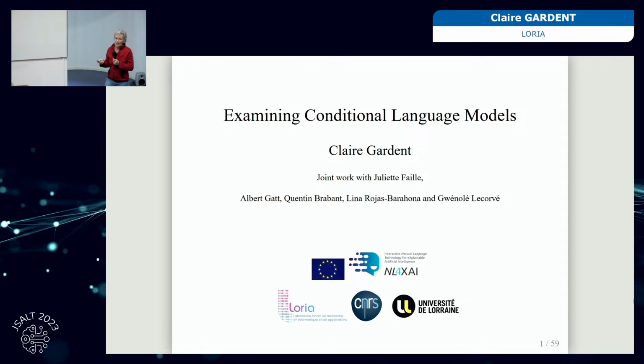This is mainly the work of Juliette Faille, who is one of my PhD students, and she's funded by an EU project, which is an ITN, an innovative training network. It's a network of PhD students for the consortium of European universities. The ITN is called NL4XAI. Because of that, she has a co-supervisor, Albert Gatt, who is at the University of Utrecht. She also had to do a secondment at Orange in Lannion, and so she also worked with those people here, Quentin Brabant, Lina Rojas-Barahona, and Gwénolé Lecorvé.